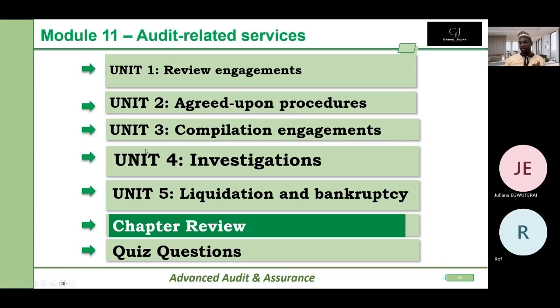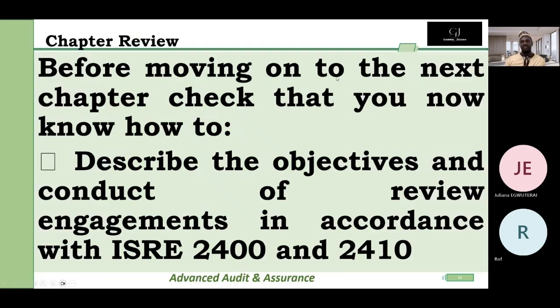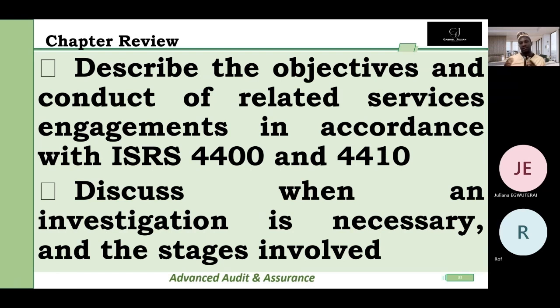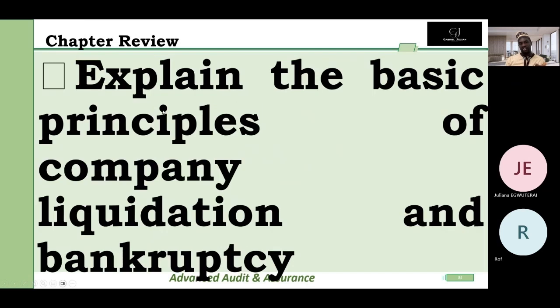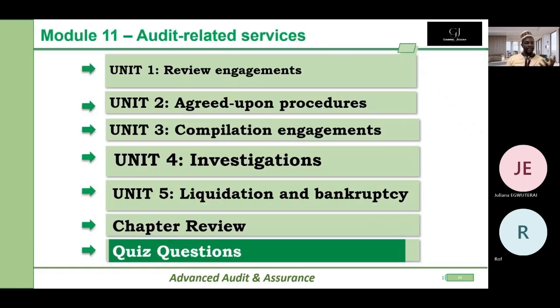Okay, so we're done with the topic audit-related services. Before moving to the next chapter, we need to be able to understand the objectives of conducting review engagements in accordance with International Standards on Review Engagements 2400 and 2410. Also describe the objectives and conduct of related services engagements in accordance with International Standards on Related Services 4400 and 4410. We also need to validate when an investigation is necessary and the stages involved. We've also explained the basis of liquidation, principles of liquidation and bankruptcy, and that should help us be able to pen down something and understand what the processes are in the real exam world and also practical applications in our endeavors.